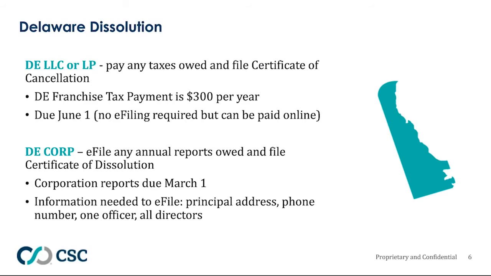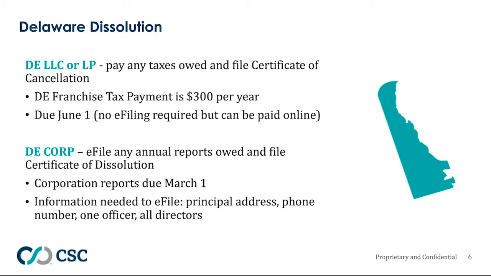The process to dissolve a Delaware LLC or LP is a simple process. You just file the certificate of cancellation and pay any taxes owed. Please note that the Delaware franchise tax payment is $300 per year and is due on June 1st. There is no actual annual report needed, but a payment is made online to the state.